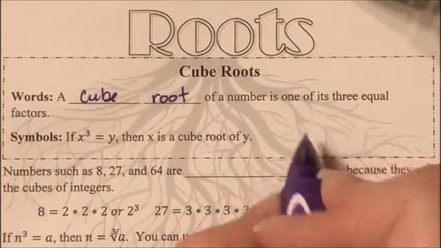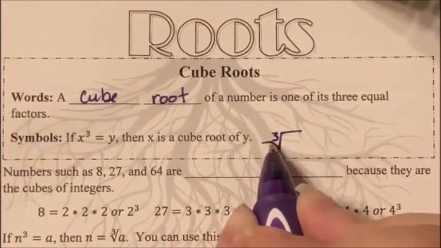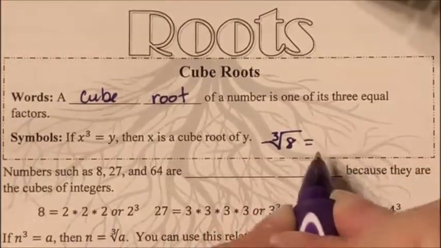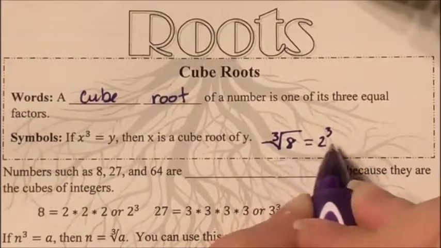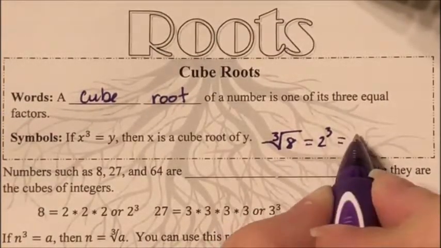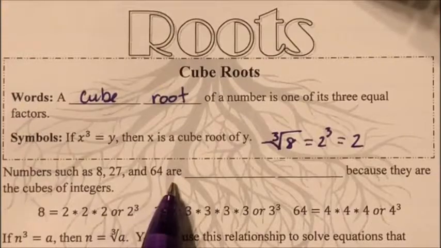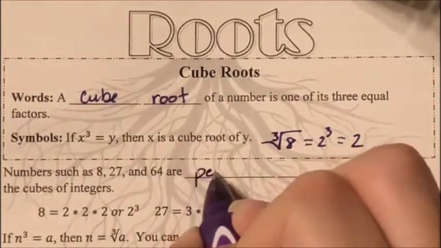Okay, so basically what I can do is I can take the cube root, and they tell the cube root because they have a little 3 in there, something like 8, and that's 2 cubed, right? 8 is 2 cubed. 2 times 2 times 2 gives me 8. So the cube root of 8 is 2. Okay. So numbers such as 8, 27, and 64 are perfect cubes.